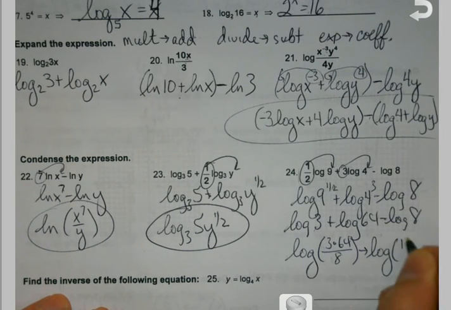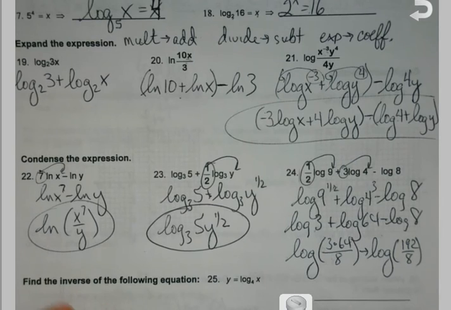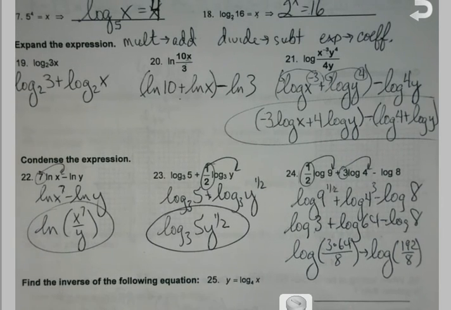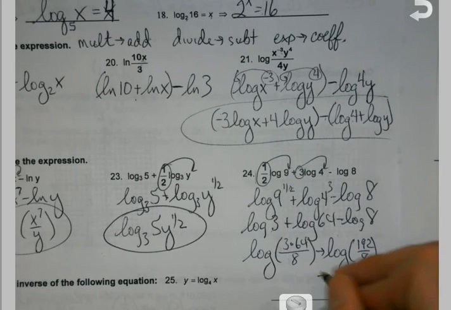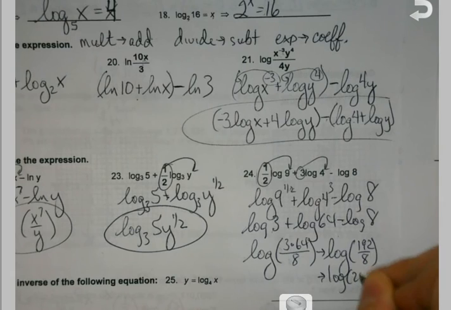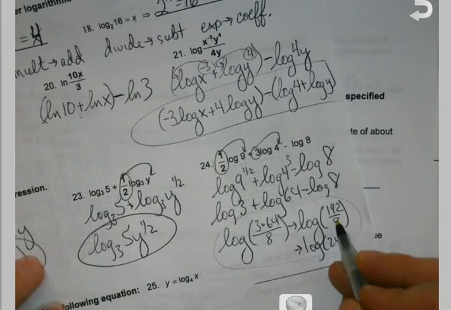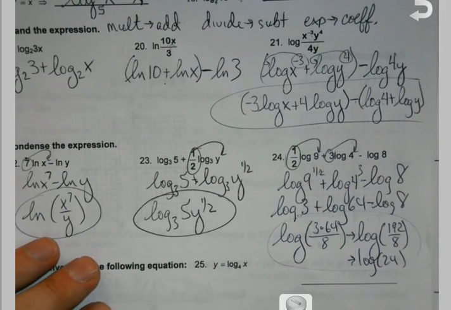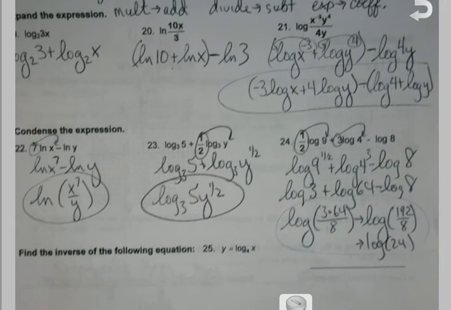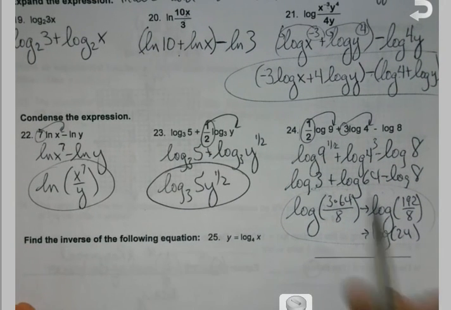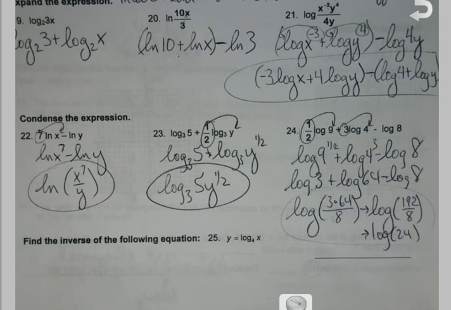And some of you have said, do I need to get it to here? Or even if that goes further, if that simplifies more, do I need to go to log 24? I'm perfectly happy with anything in here. I'd kind of prefer the 192 over 8 or the 24. But again, as long as you're showing me you understand the condensing portion, I'm good with that.